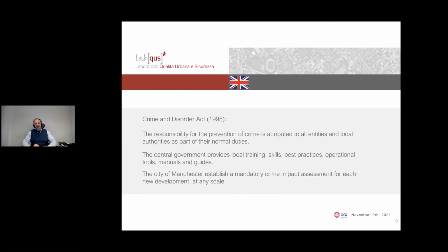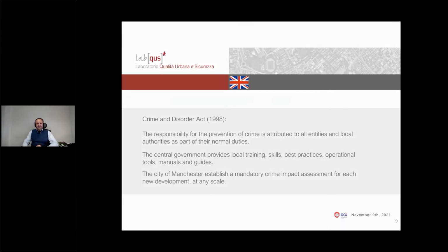Given that responsibility for the prevention of crime is given to all public bodies, the central government, through the minister, provides, or actually I should say provided, because things have changed a lot, and I don't know the latest evolutions, a lot of local training, skills, toolkits, manuals, handbooks, and guides. And what happened is that in the city of Manchester, thanks to Mike, this revolutionary idea was established: to open inside the police an office dedicated to evaluating design, architecture and planning projects from a safety point of view.